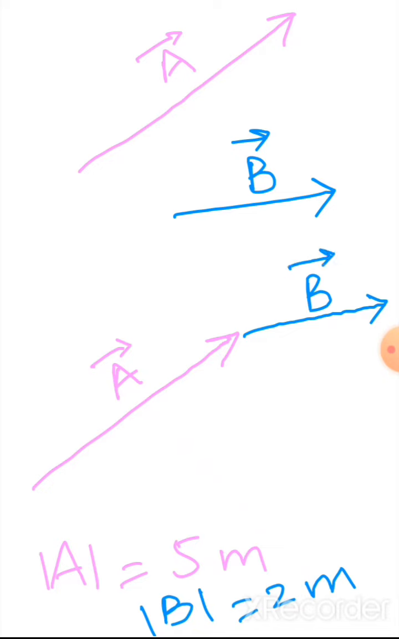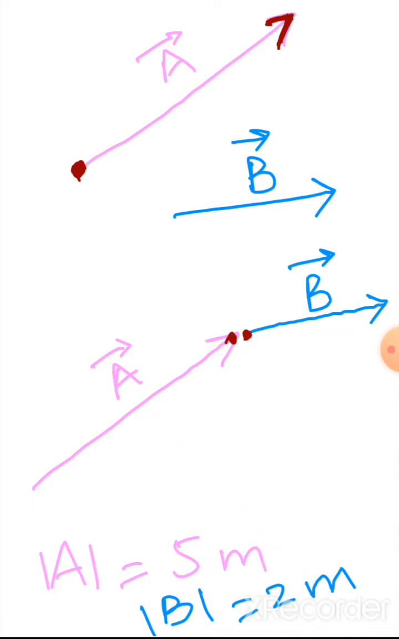What is tail and what is head? This arrow is called the head, and this point where I placed the dot is called the tail. So the tail of B is placed at the head of A. This is the first step.